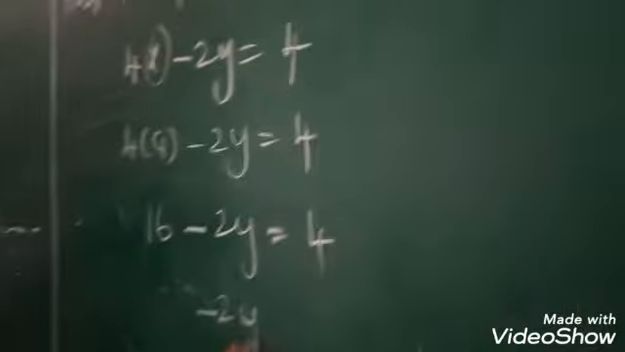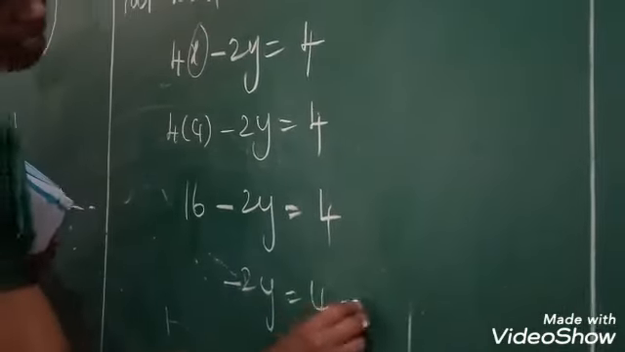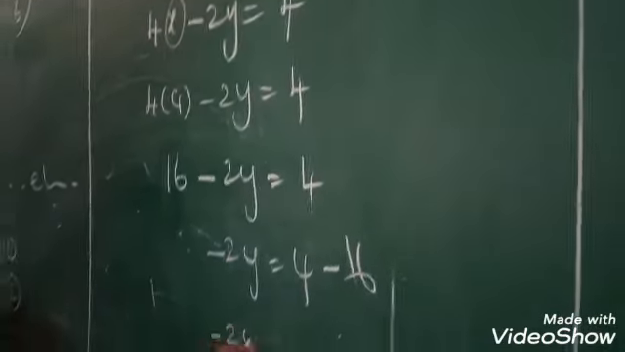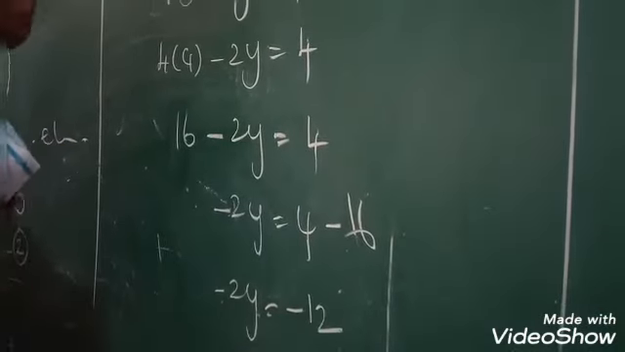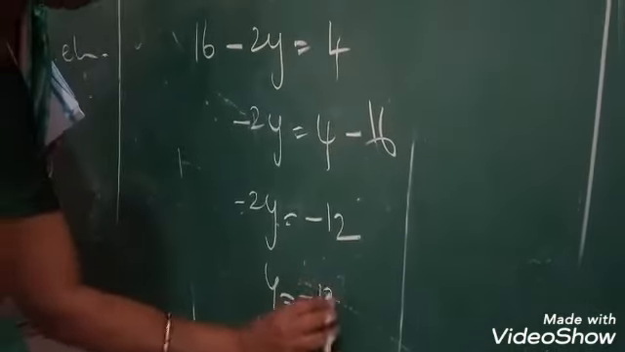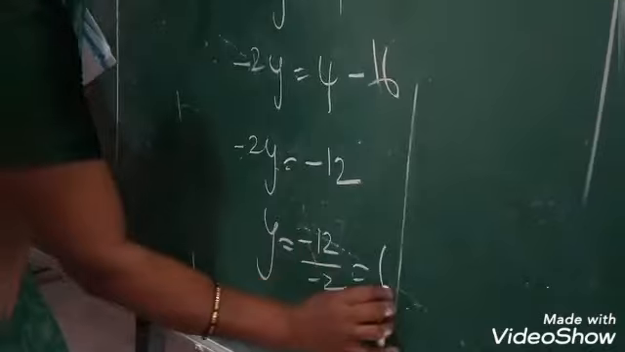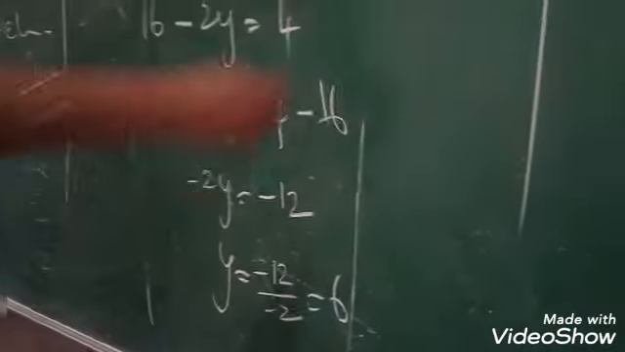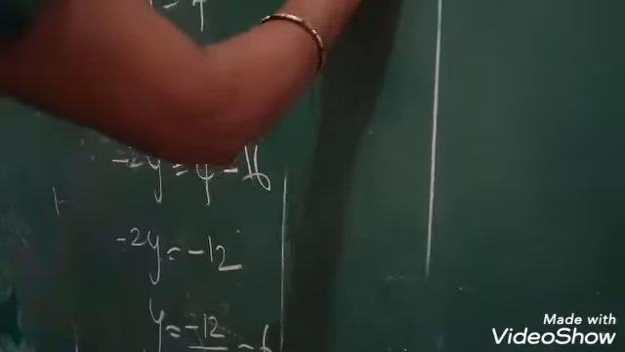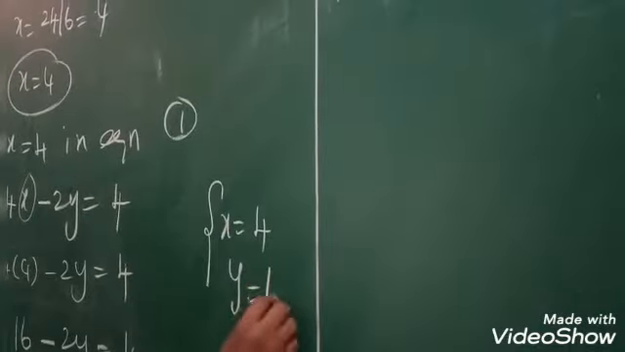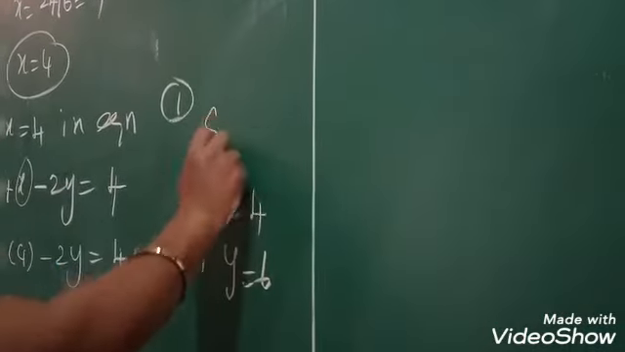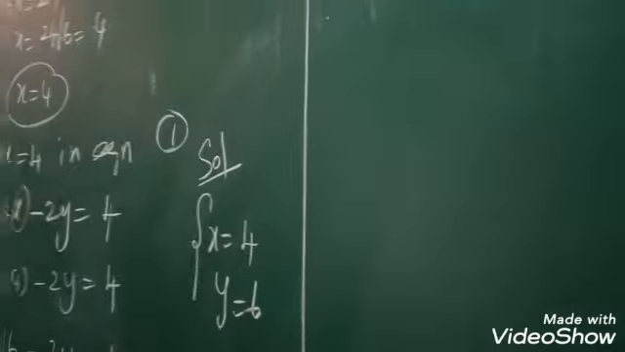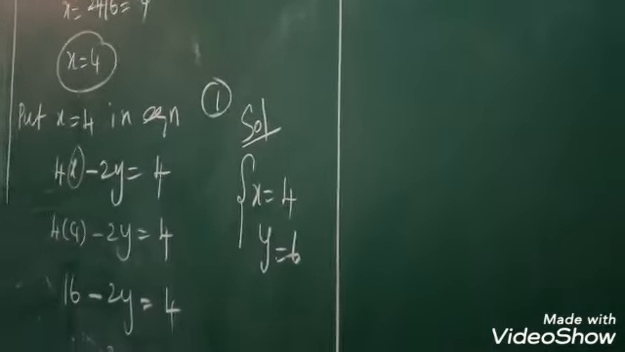So minus 2y is equal to 4, the 16 goes to the right hand side, so minus 2y is equal to minus 12. So y is equal to minus 12 divided by minus 2, so you will get 6. These are the solutions: x is equal to 4, y is equal to 6. You have to write the conclusion. Okay girls, this is the solution for the 6th sum. You will understand.